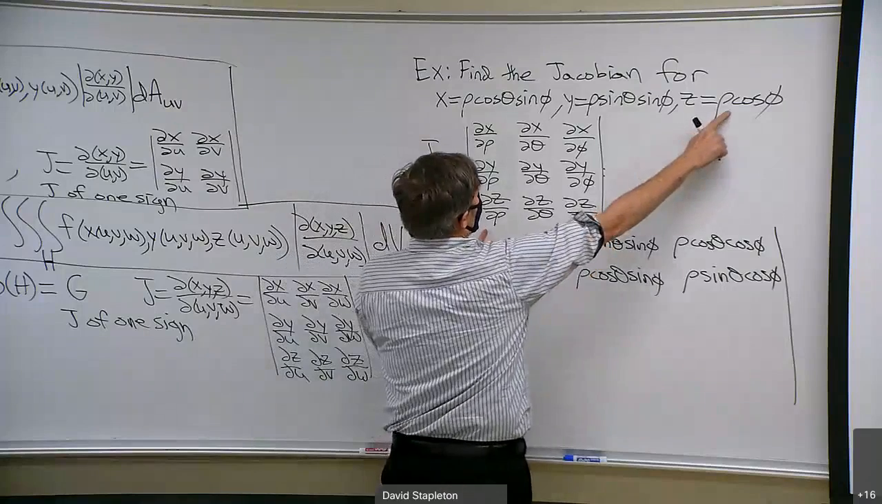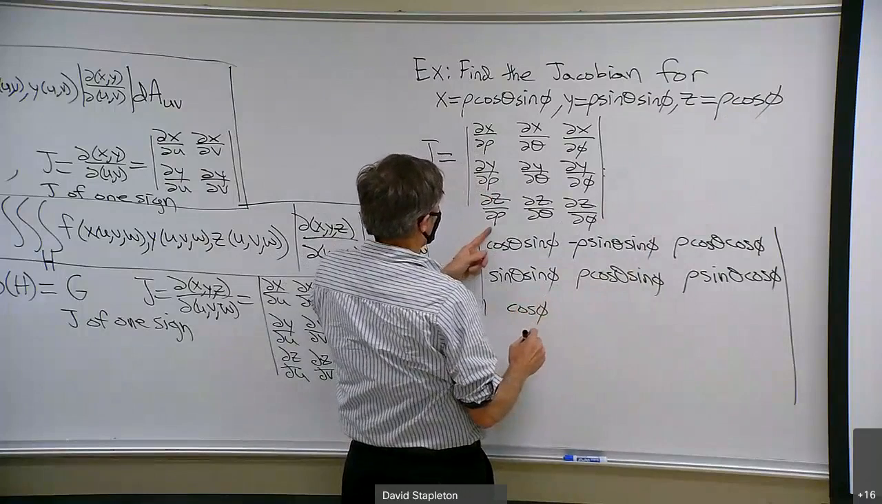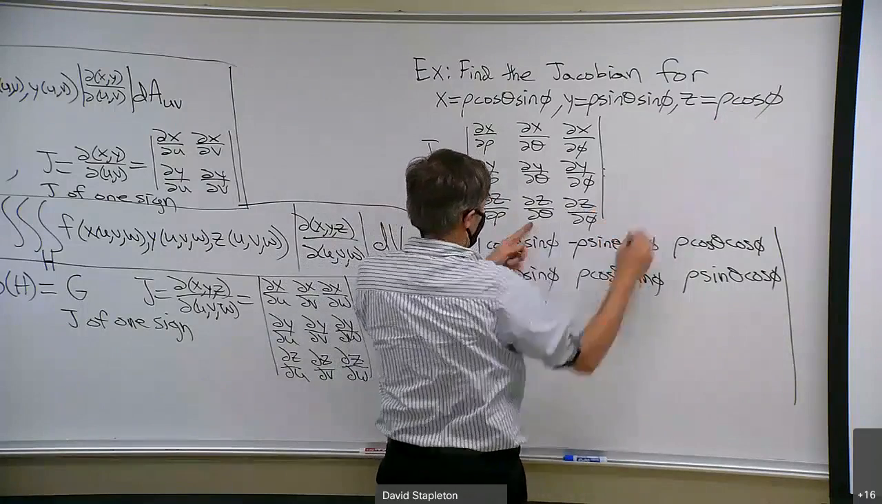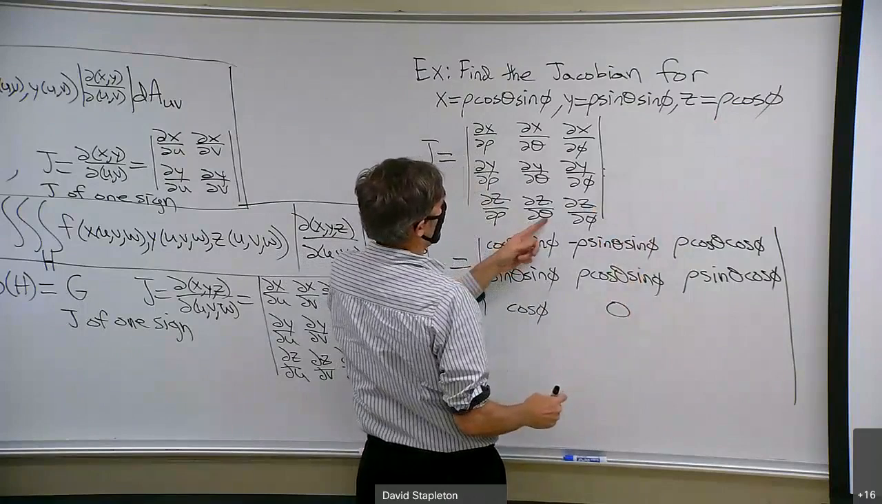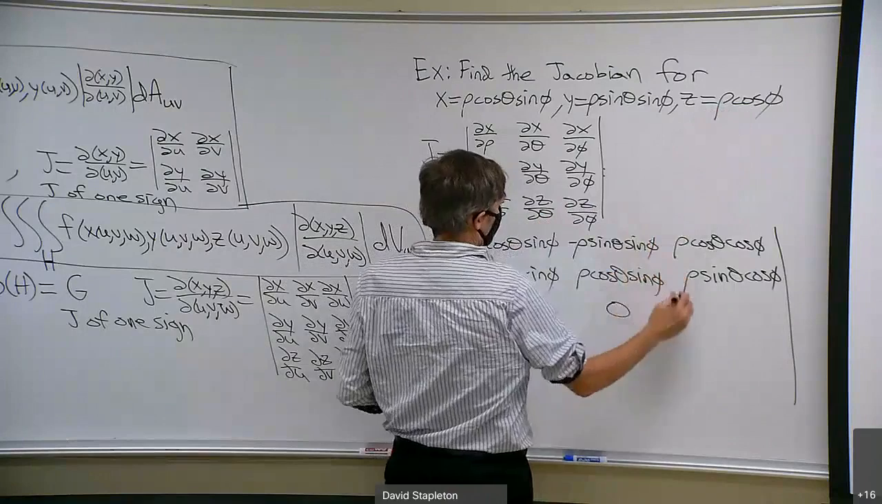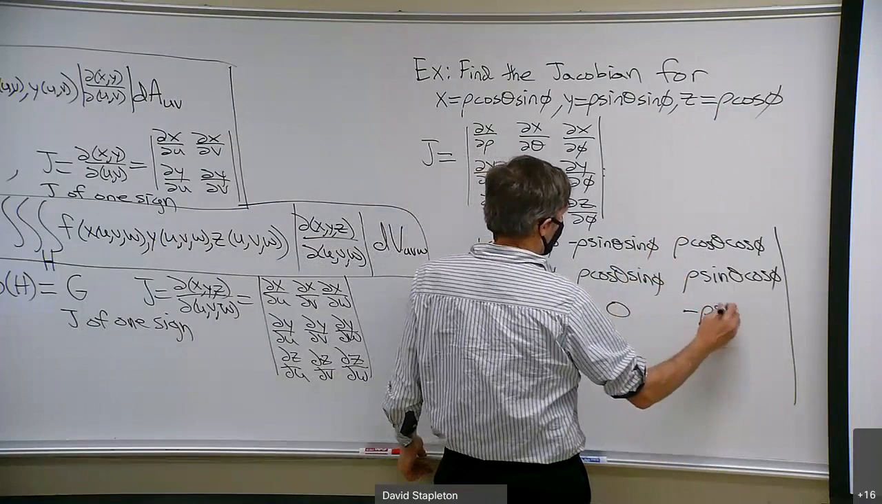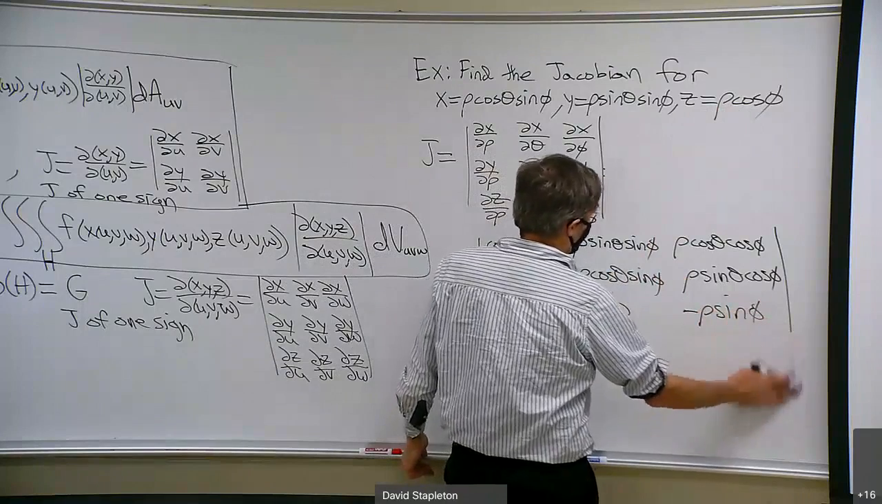Finally, the last row of the determinant here. Partial of z with respect to rho just leaves cosine phi. Partial of z with respect to theta, theta is not there, so it's 0. Partial of z with respect to phi is just minus rho sine phi. So there's the determinant I have to calculate.